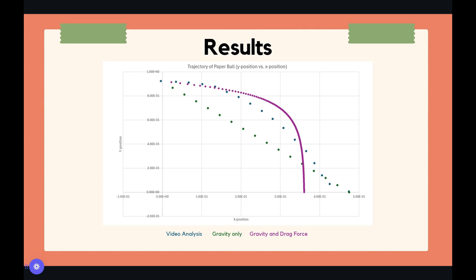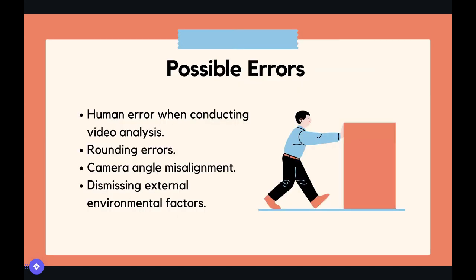Now let's take a look at the possible sources of error in our experiment and how they might have affected our results. For the human error when conducting the video analysis, rounding errors could have affected our calculations. The camera misalignment when recording the initial video and dismissing other environmental factors could have all affected the results.